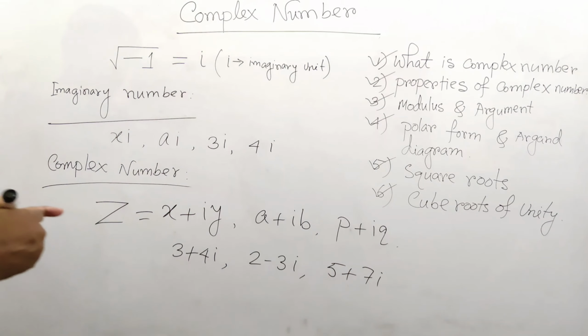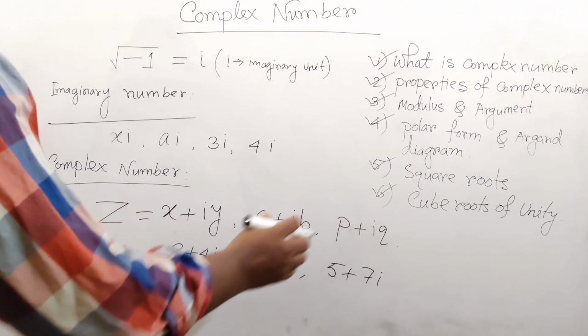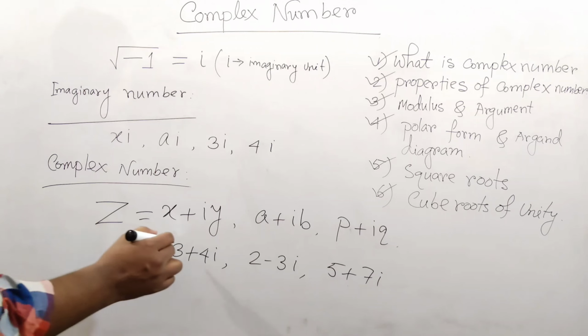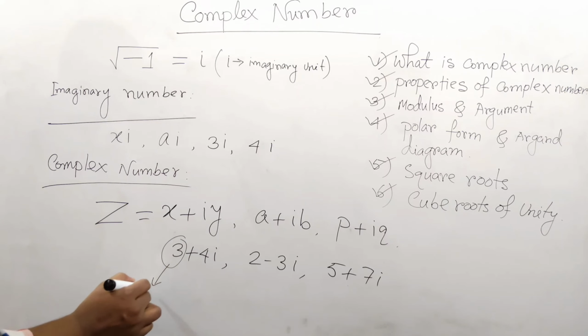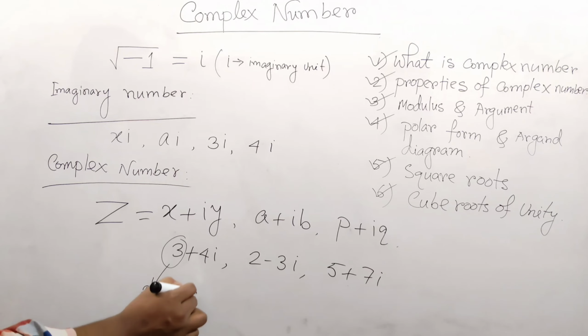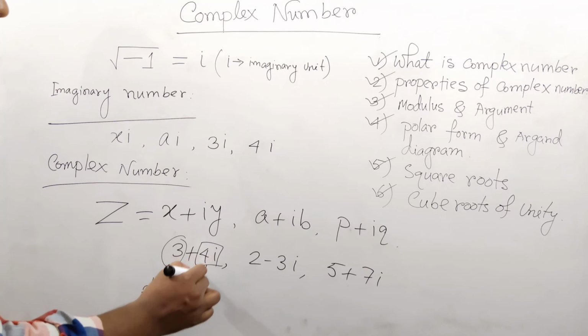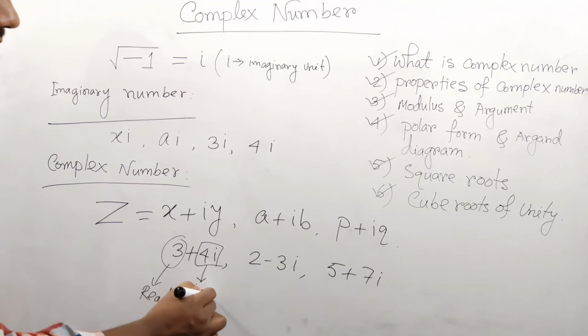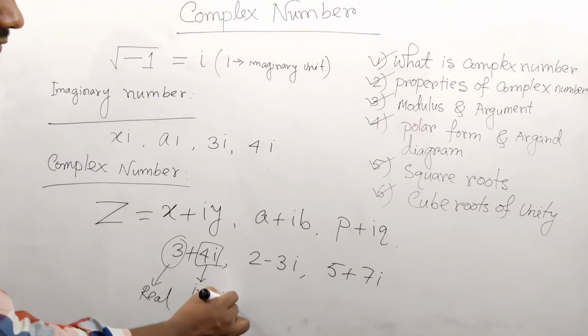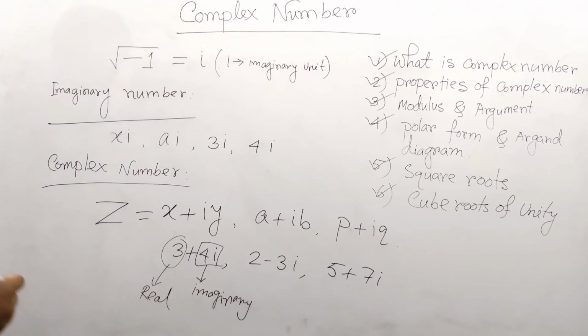So look at each and every complex number, there are two parts. One is the real part, another is the imaginary part. So in a complex number there are two parts, one is real, another is imaginary.